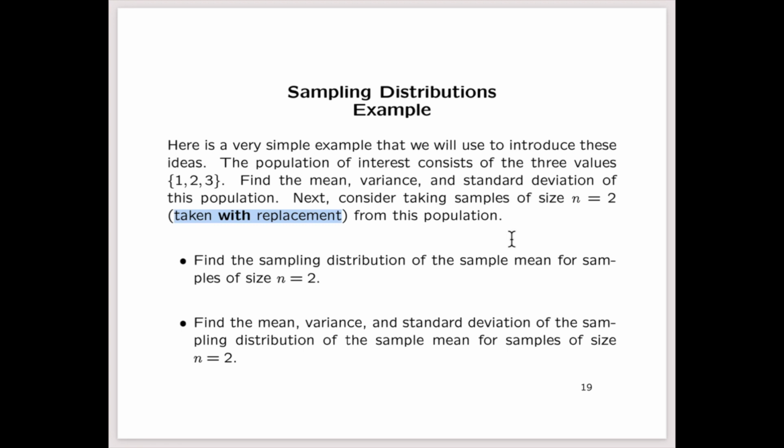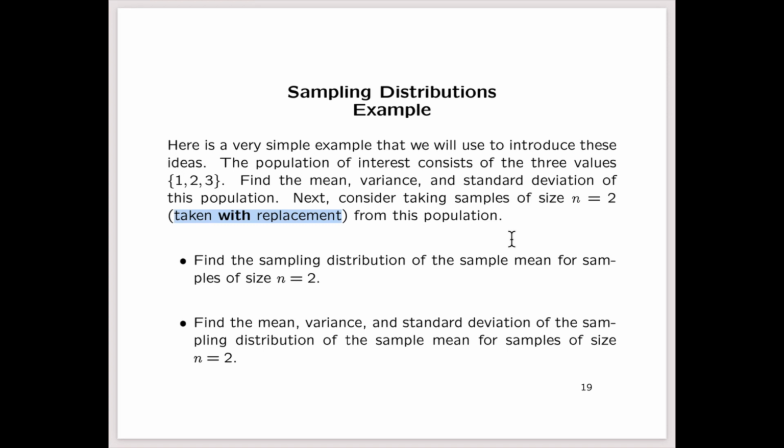We want to find the sampling distribution of the sample mean for this sampling process, in particular for samples of size n equal to 2. After that, we want to find the mean, the variance, and the standard deviation of the sampling distribution of the sample mean, again, for samples of size n equal to 2. All right, so did you follow that? We're going to consider the process of taking random samples of size little n equal to 2 from this population, again with replacement. Once we have the two values, we're going to calculate the sample mean for that sample.